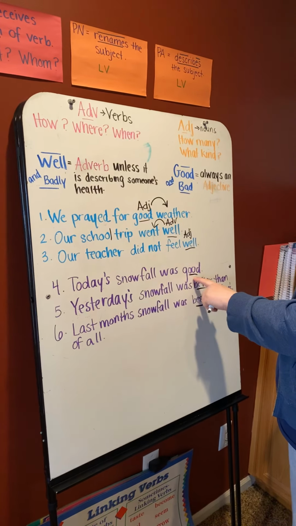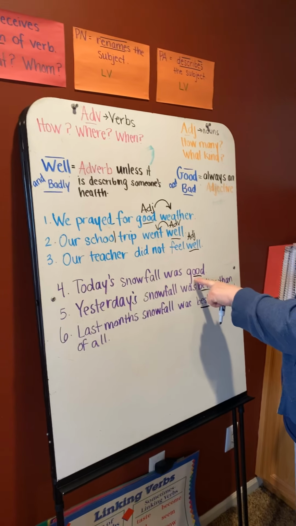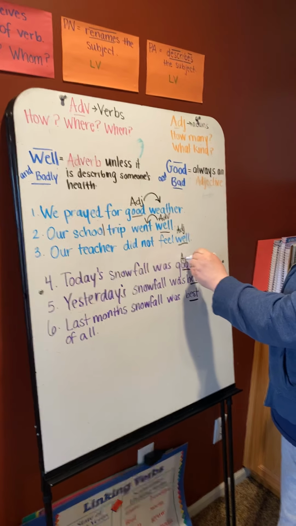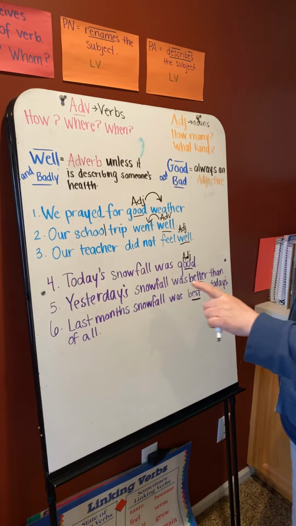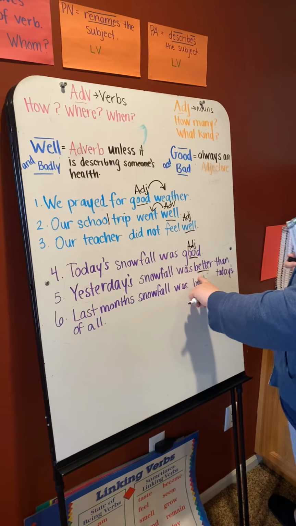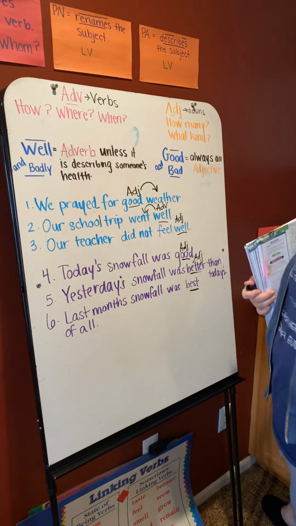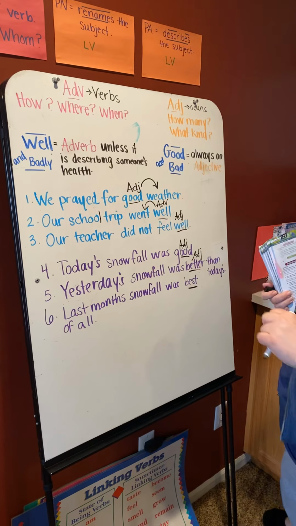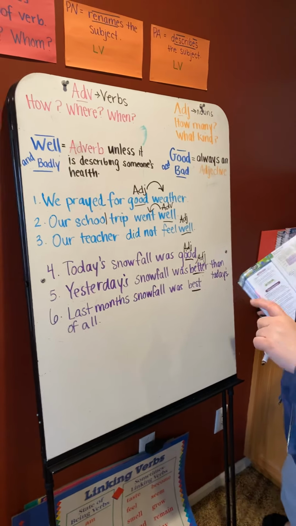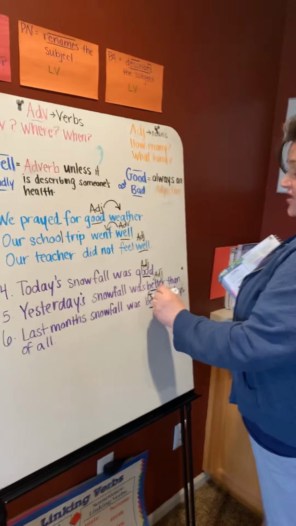Today's snowfall was good. Okay. So if it's present tense, it's good. This is an adjective. Yesterday's snowfall was better than today's. This is still good, but we're saying better, and that's going to be an adjective because it's a form of the word good. Last month's snowfall was best of all. This is also a form of the word good, so this is going to be an adjective as well.